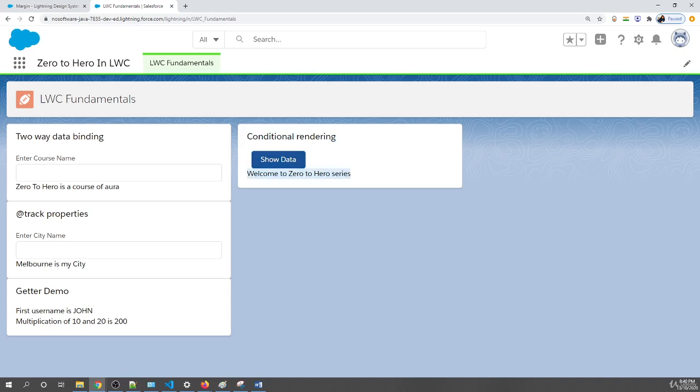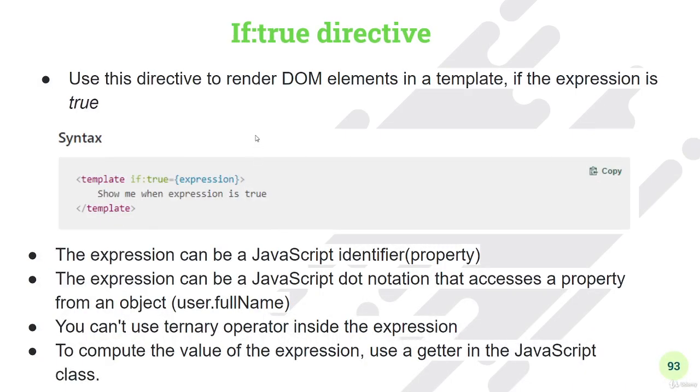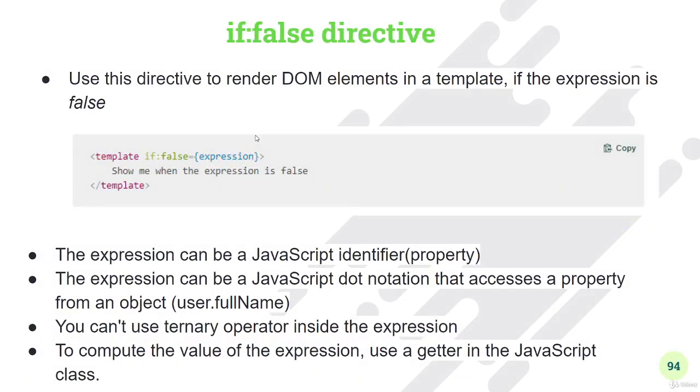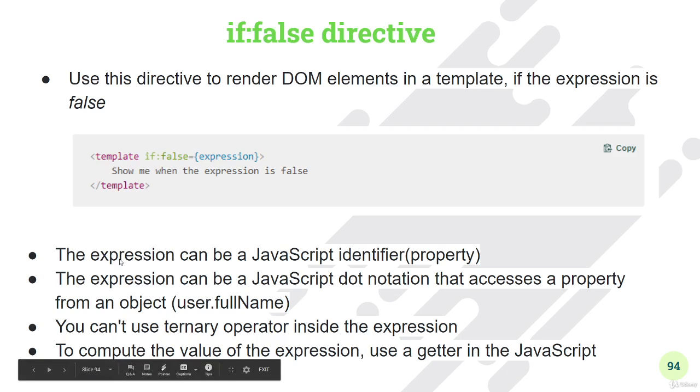So let's go and understand the if:false directive. The if:false directive is just the opposite of this, and we use this directive to render the DOM element in the template if the expression is false. So if:true works if the expression is true, and if:false works if the expression is false. It also holds the same properties, like the expression can be a JavaScript identifier and object you can use. You can't use the ternary operator and other array methods. So let's go and see the if:false directive, the code.